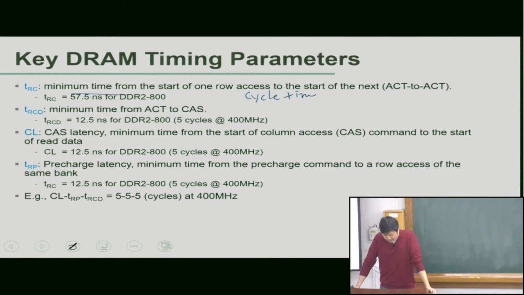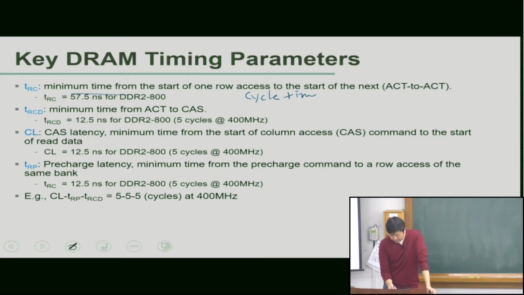And the CL is the CAS latency, the column access latency. So it's the minimum time from the start of the column access command to the start of read data. So how long it's going to take, once you actually provide this column access command, for the value to actually come out from the chip.